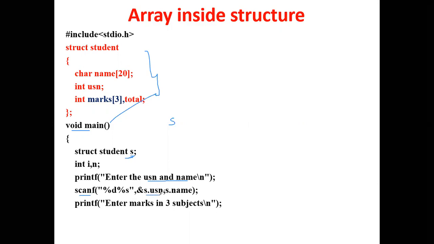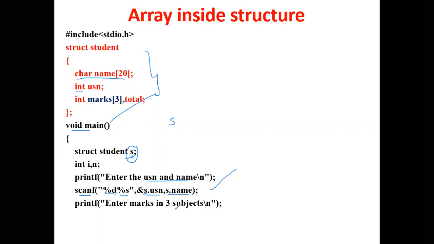Ask the user to enter USN, s dot usn. So s is our variable. s dot usn is of type int, so that is why you are using percentage d. Next, ask the user to enter name, s dot name, which is of type string. So we are using percentage s and no ampersand here. So we are asking the user to enter these two fields.